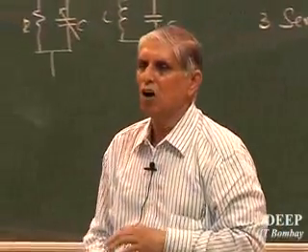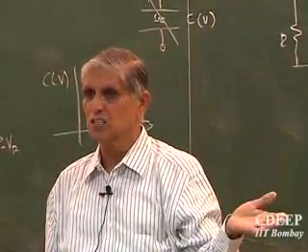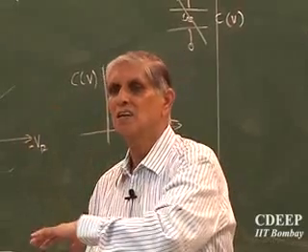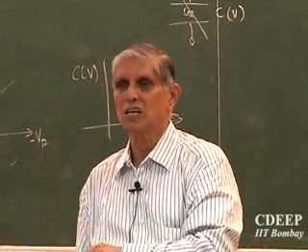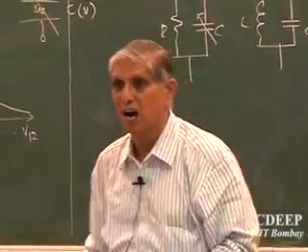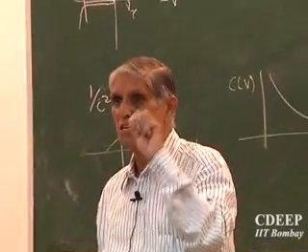Their conductivity or resistivity is lower than insulators. Resistivity low, much lower than insulators, but much higher than the conductors. Okay. And the importance of the semiconductors is that rho is variable. I can change the resistivity of this material.